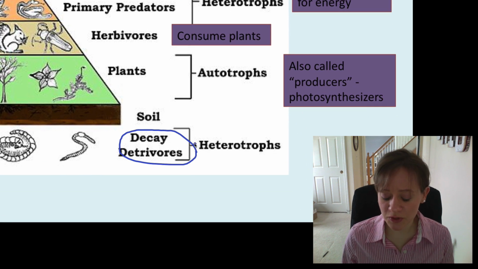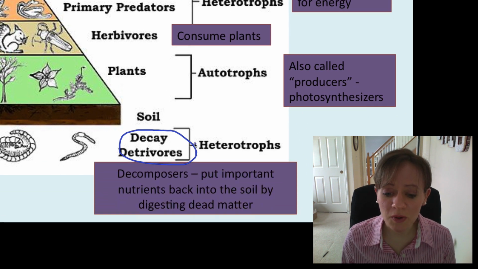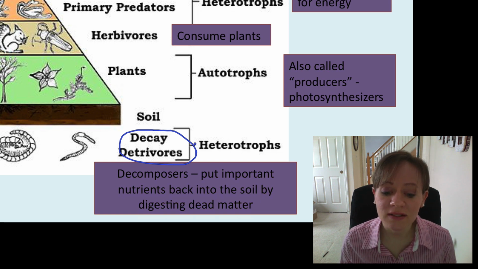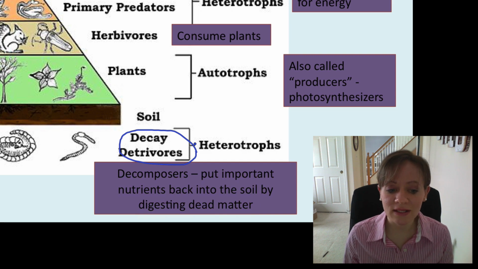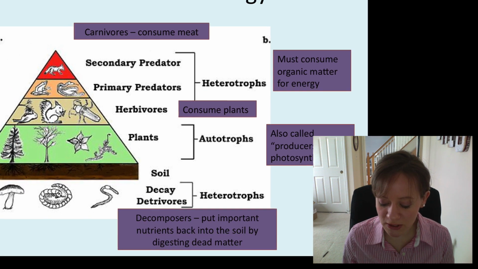Now let's look down here. The detritivores, what are these guys? Well, these are also called decomposers. They put important nutrients back into the soil by digesting dead matter. So they recycle matter. And I'm going to come back to these decomposers later because they're so important.